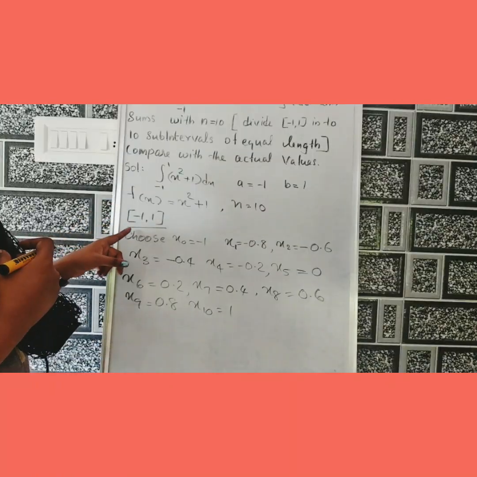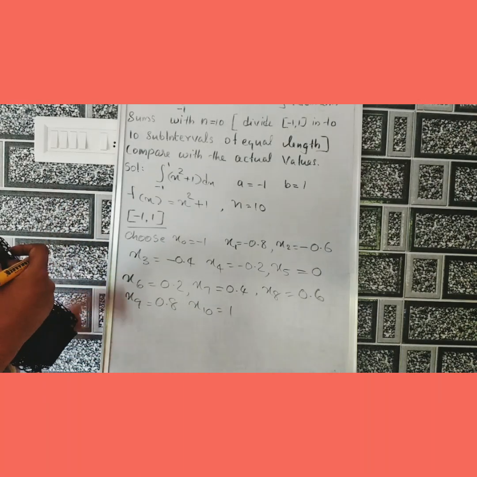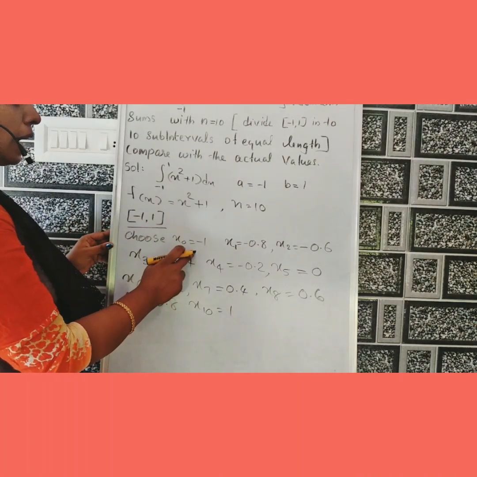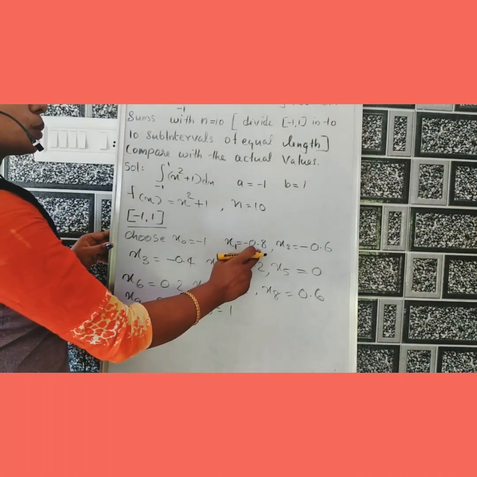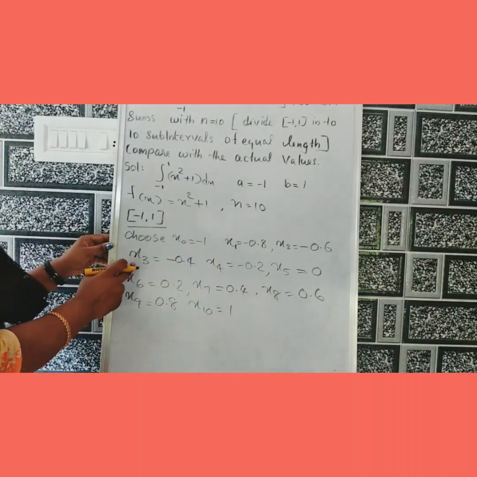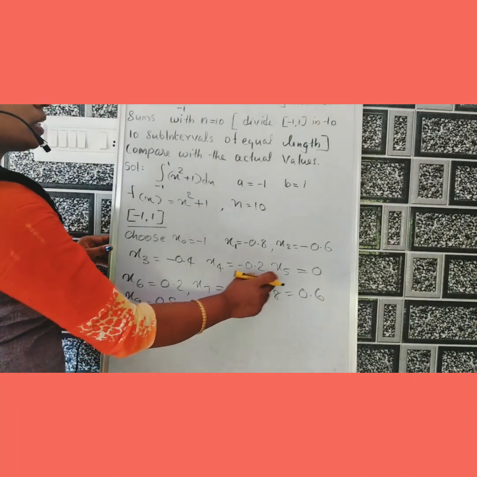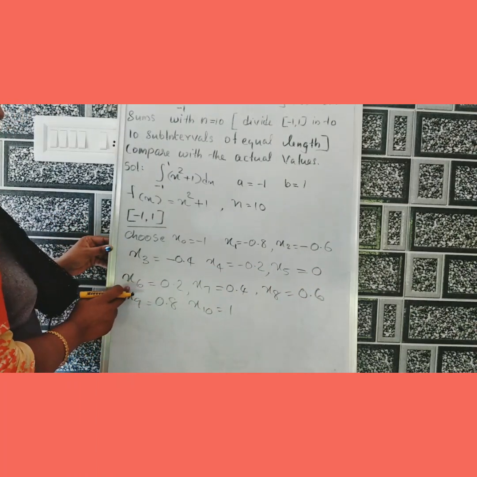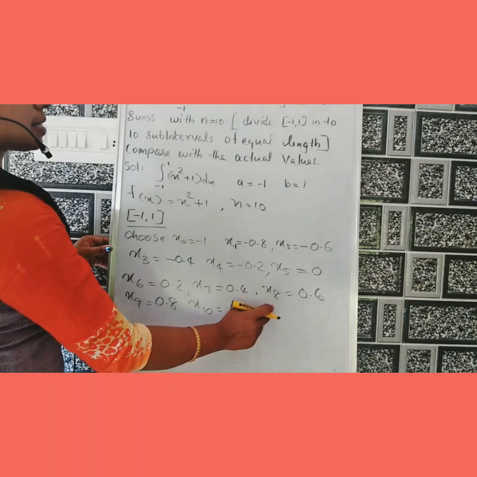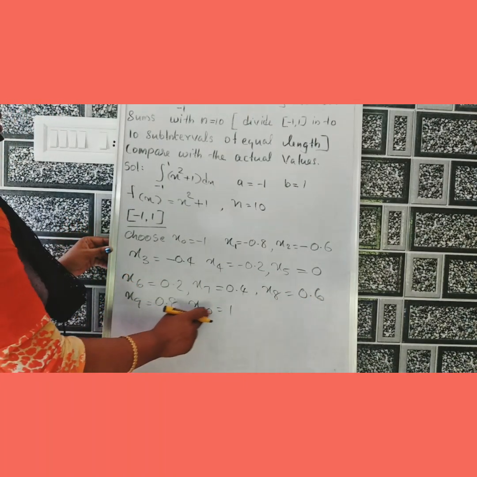Divide the closed interval minus 1 to 1 into 10 subintervals of equal length. So choose x0 as negative 1, x1 equal to negative 0.8, x2 is equal to negative 0.6, x3 is equal to negative 0.4, x4 is equal to negative 0.2, x5 equal to 0, x6 is equal to 0.2, x7 is equal to 0.4, x8 is equal to 0.6, x9 is equal to 0.8, x10 is equal to 1.